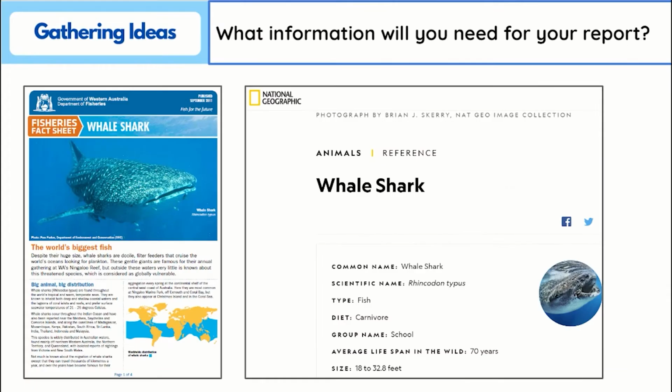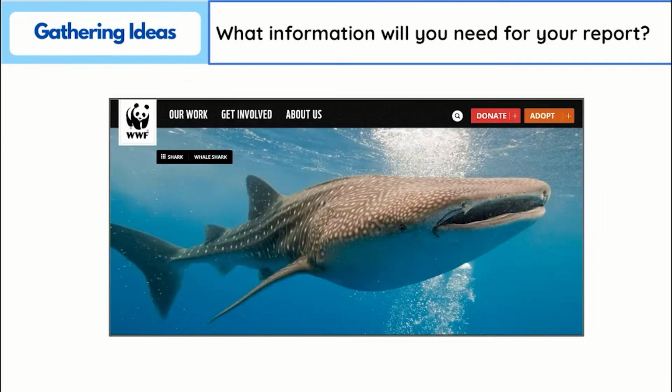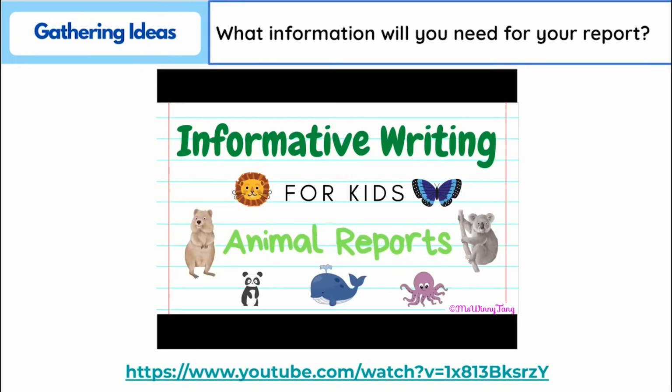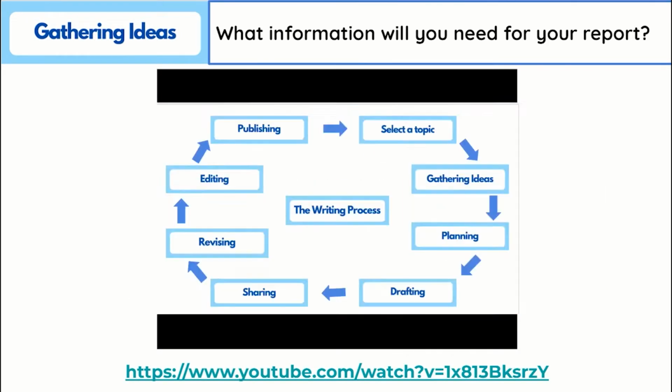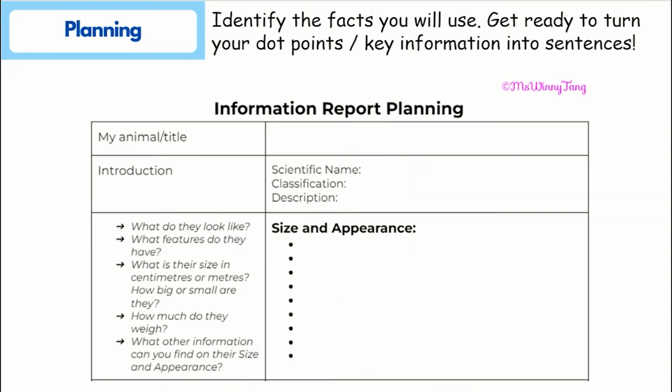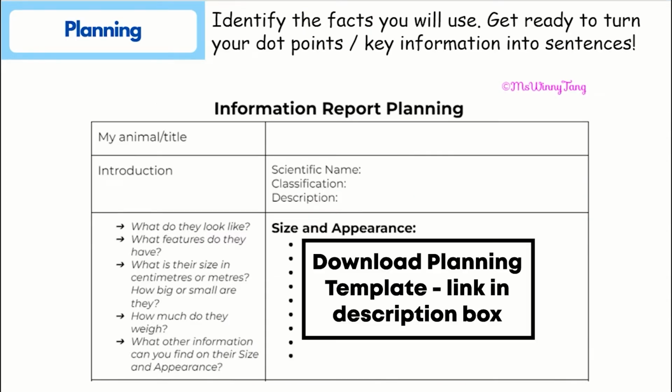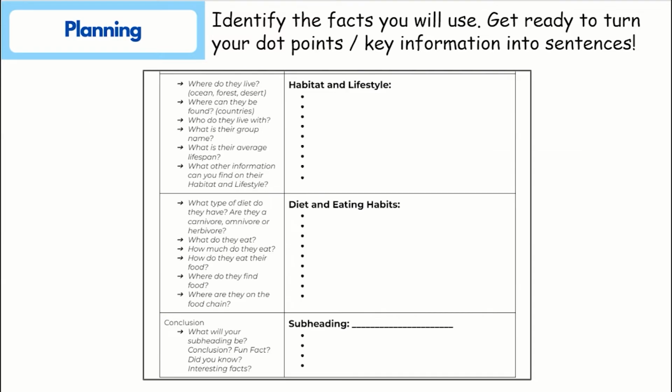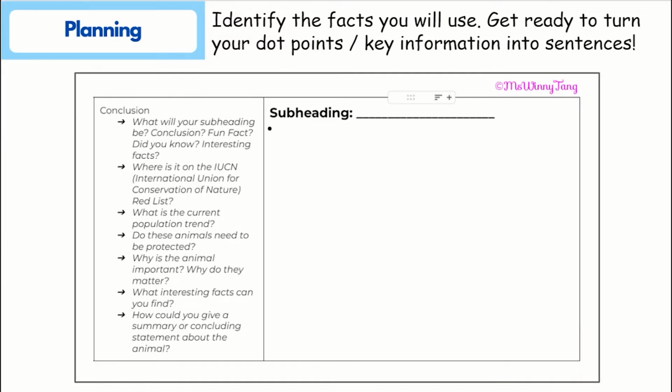So I've already gathered some information and I know what sources I'm using. If you'd like to have a look at how I gathered my information, I do have a video on that. Otherwise, let's get started. Firstly, I'm going to use my planning template. You can use your own, but I'll show you how I've pulled out the information for mine. So I'll show you what the planning section looks like for the conclusion.